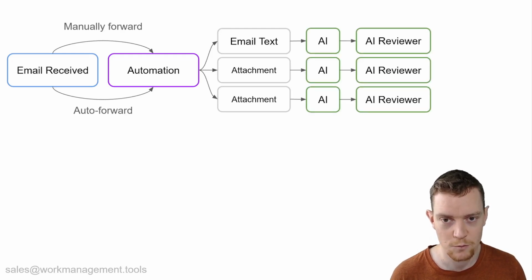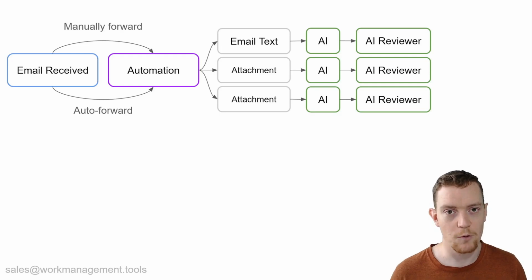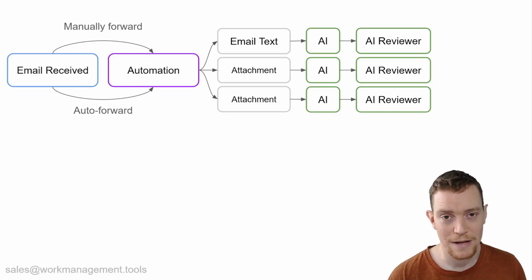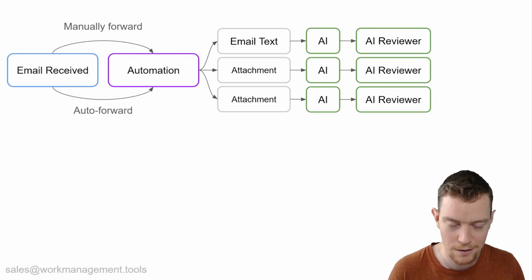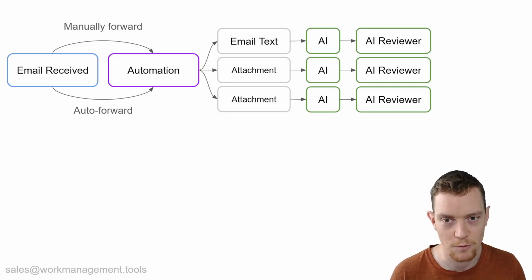And then each one of those will get put through the AI. So the AI will go through it, read it, and pull out the key pieces of information. We'll then put it through an AI reviewer. And so you might think, well, why do that? Why can't the AI just do it right the first time?